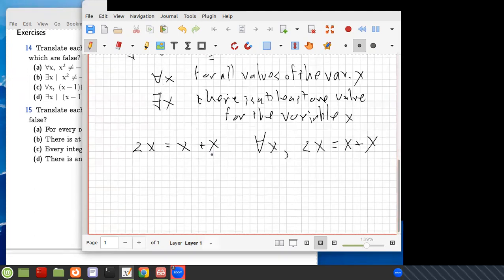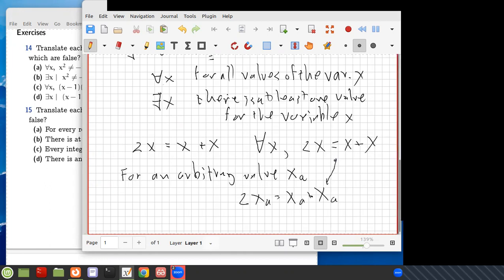So sometimes, for example, if you wanted to use this in a proof, it's sometimes hard to work with these. So you'd say, for an arbitrary value x of a, that means this is a value we've chosen, but it's an arbitrary value, so we can say for an arbitrary value x of a, 2 times x of a equals x of a plus x of a. So these are really equivalent statements.